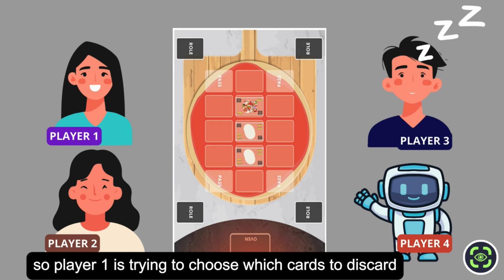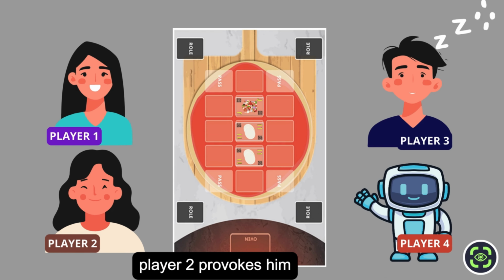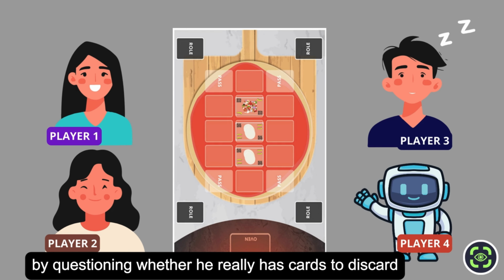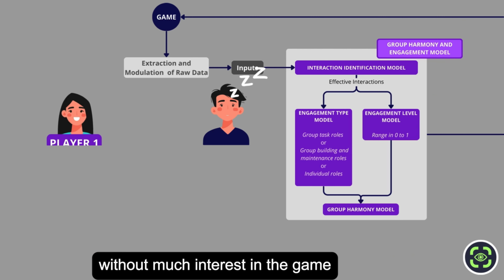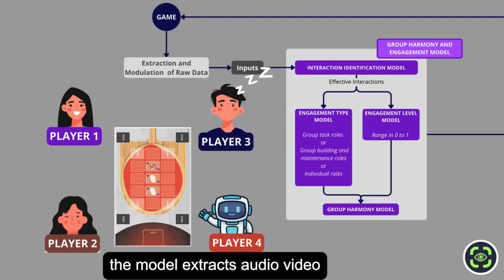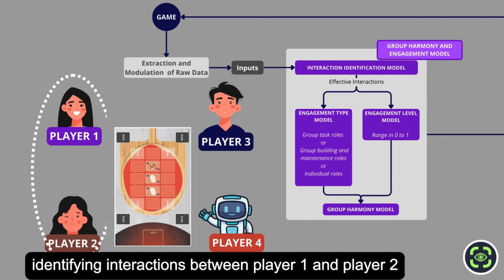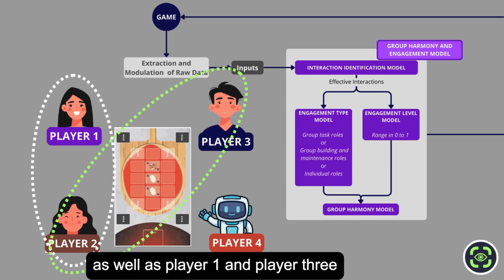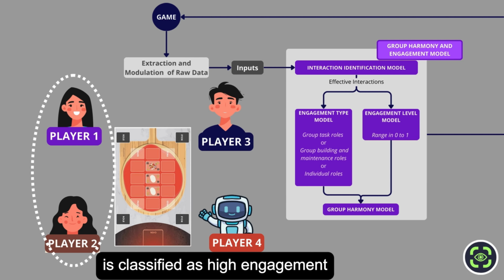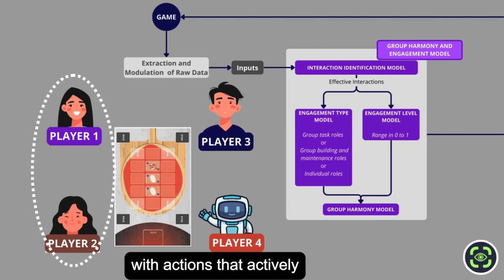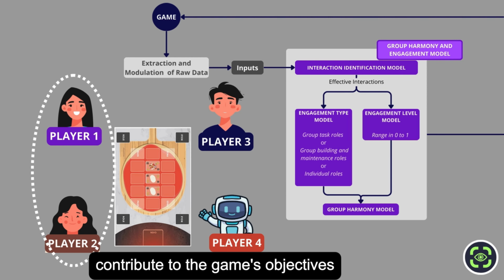So, Player 1 is trying to choose which cards to discard. Player 2 provokes him by questioning whether he really has cards to discard. However, Player 3 is looking quite bored without much interest in the game. The model extracts audio, video, and game data, identifying interactions between Player 1 and Player 2, as well as Player 1 and Player 3. The first interaction, Player 1 and Player 2, is classified as high engagement, with actions that actively contribute to the game's objectives.